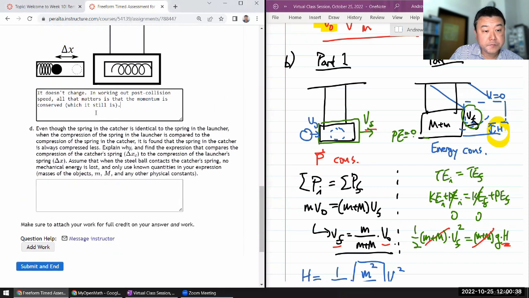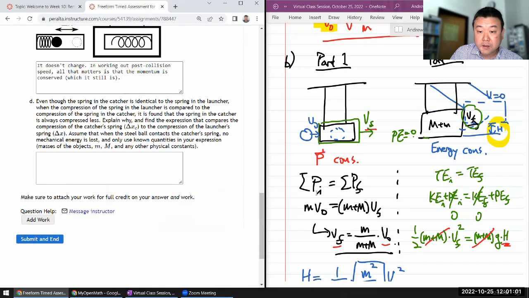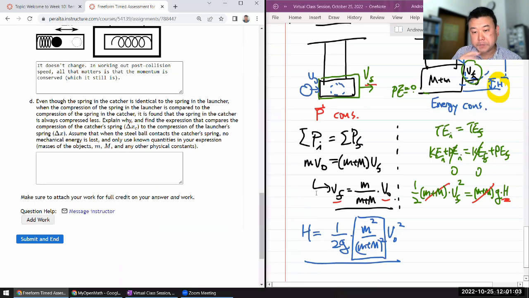Okay, in part D it says even though they are identical, when the compression is found, the spring always compresses less. Explain why. Let me do the explanation first, and then we'll try to come up with that expression. The explanation comes down to, let's see.